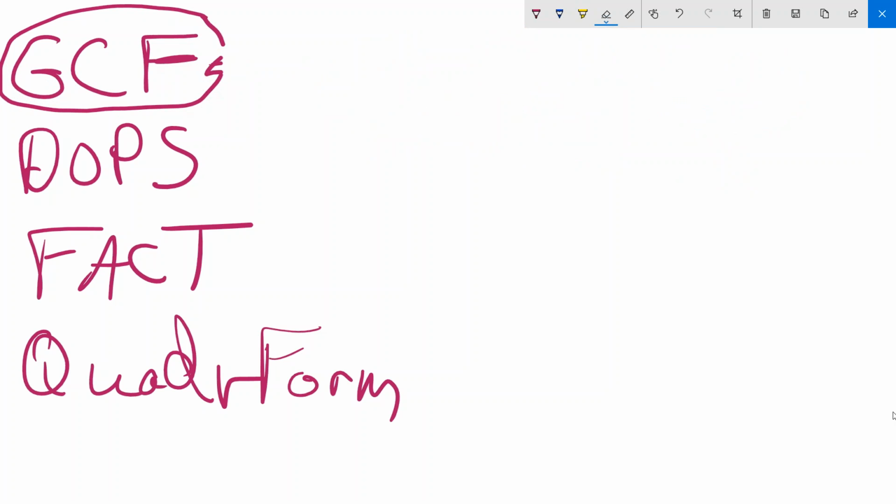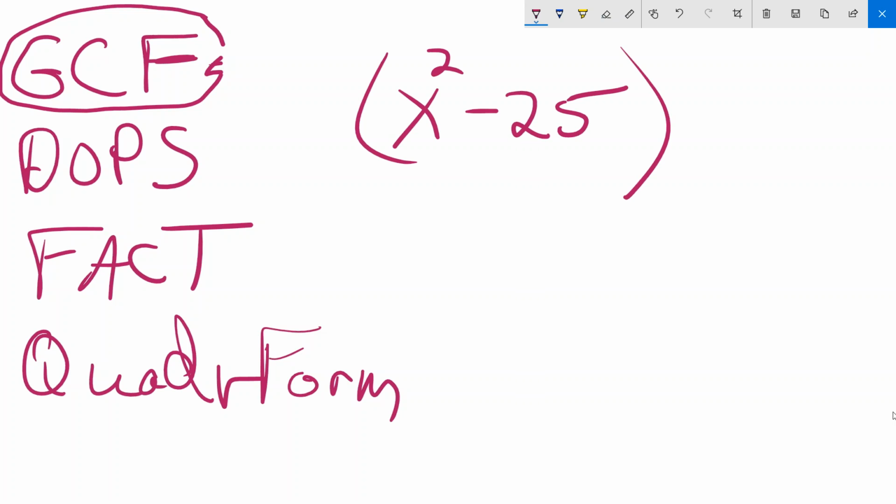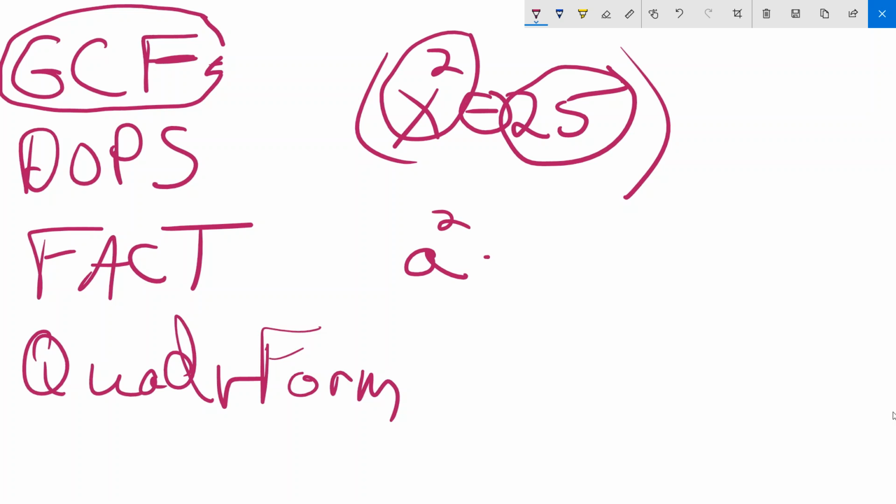All right. Second thing you look for is DOPS. Any idea what DOPS stands for? I'll give you an example. What's that called? A perfect square? Aha, difference of perfect squares. That's a perfect square, that's the difference, and that's a perfect square. So it's the difference of perfect squares. And this could be generalized like this. There's the difference of perfect squares.